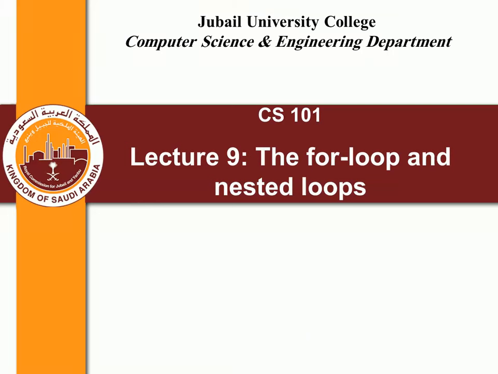So this is the for loop. We've seen the while and the do while. The while is the basic one. With the while, you can do whatever you want. It's like the standard one. But we've seen the do while, which is another type of loop, and I just forgot its name.